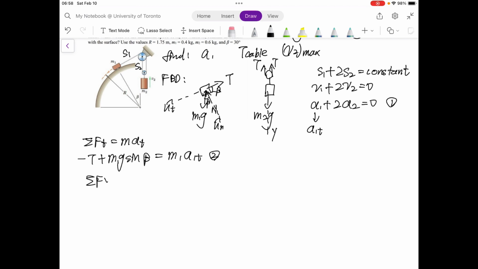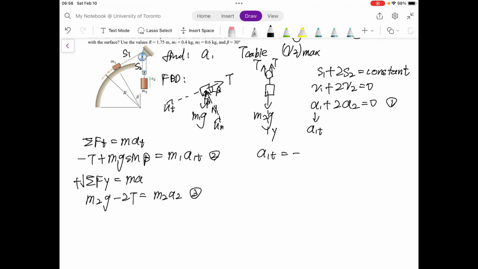So in the y direction, the sum of forces is equal to m a. So m2 g minus 2T is equal to m2 a2. Here's our equation number 3. Right here we have 3 unknowns, which are a1t, a2, and T. We have 3 unknowns and 3 equations, so we can solve it.